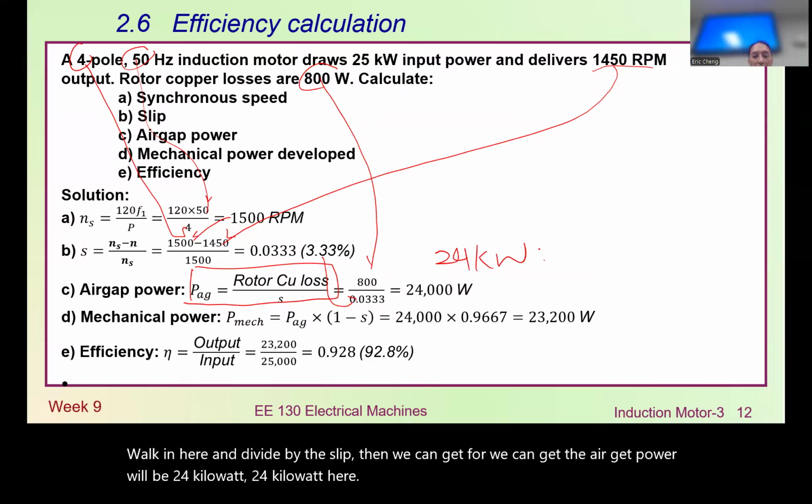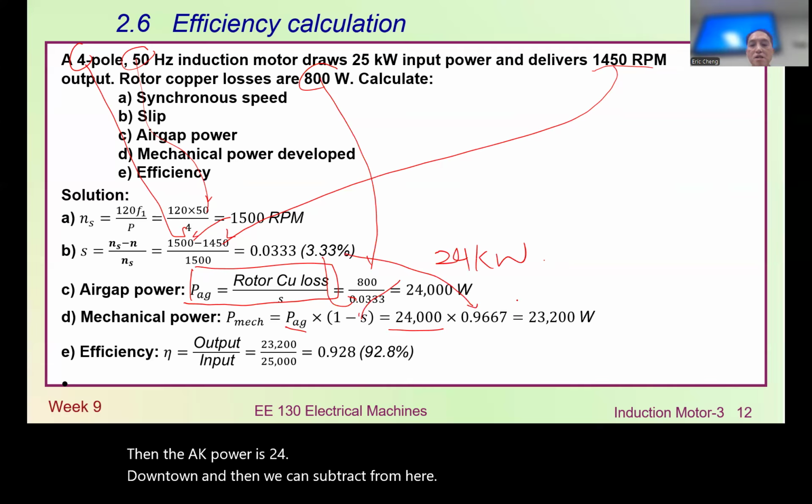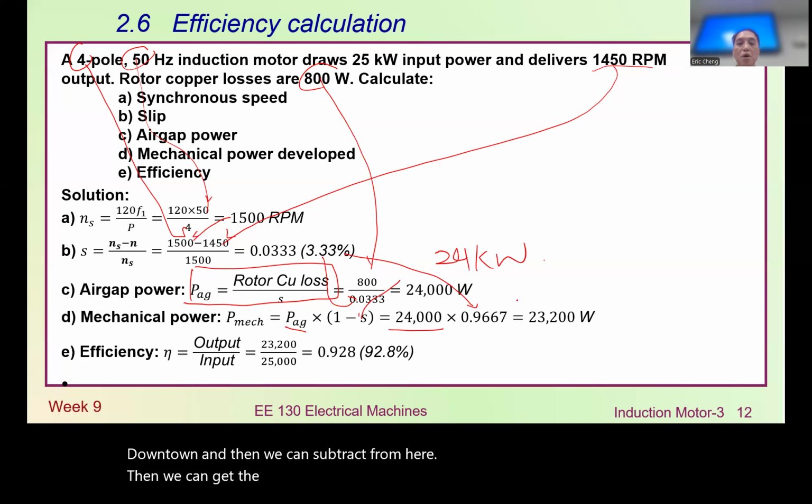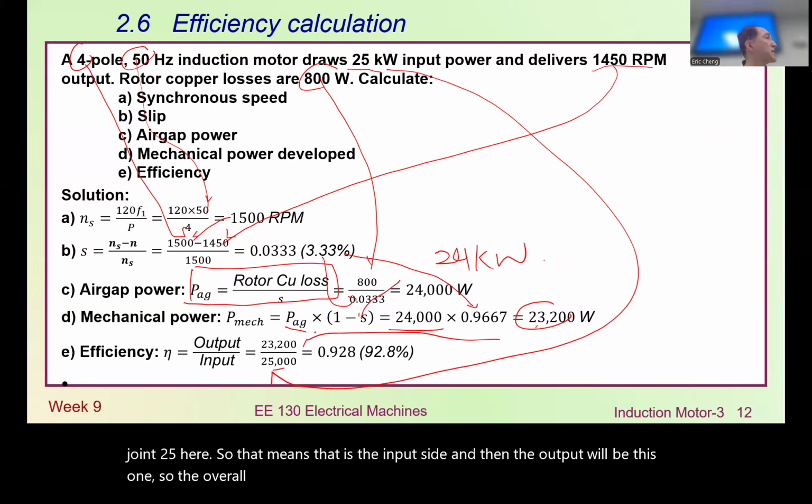And then we can see the mechanical power. Then the air gap power is 24,000. And then we can subtract from here. Then we can get the mechanical power, 23.2 kilowatt. So the efficiency, the power input is 25 here. So that means that is the input side, and then the output will be this one. So the overall efficiency will be 92.8.